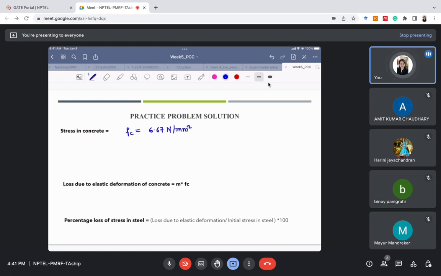Now, the loss due to the elastic deformation, the formula we know, m into Fc. m is Es by Ec. What is Es? Es is 210. What is Ec? Ec is 35. Fc we have calculated 6.67, and the final answer will be 40 Newton per mm square. Okay, so this is the value of the loss in stress due to the elastic deformation.